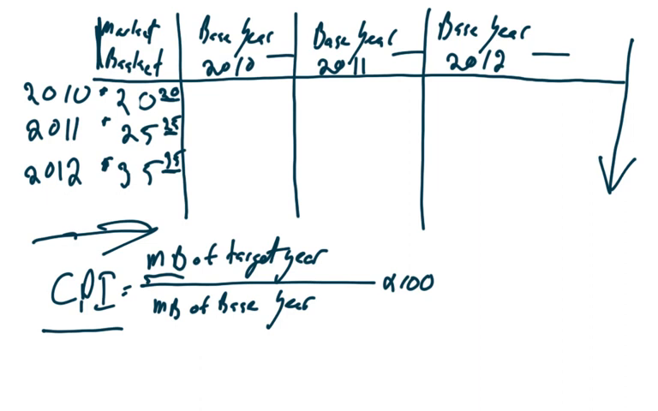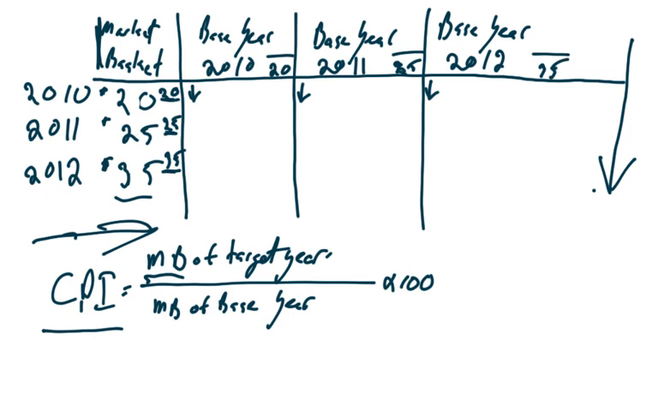So in 2010, the market basket is 20. 20 is going to be my denominator in all the problems as we work our way down this column. We're looking at 2011, the market basket is 25. So that needs to be the denominator anytime we're working our way down this column here. And when we're working on 2012, the market basket is $35. So anytime we're working our way down this column here, 35 needs to be our denominator.